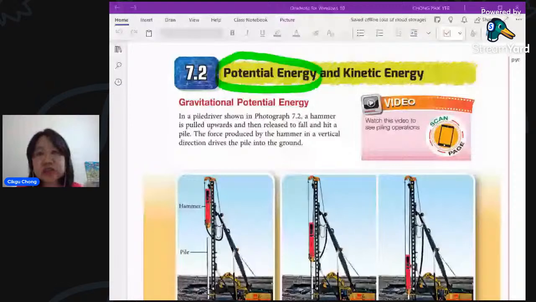Now we're going to look at one of them, called potential energy. What is potential energy? Potential energy actually means the energy that is stored in an object. Potential means it is able to do work. It can do it, but it's not doing it now. When an object has potential energy, there is energy stored inside, but it's not doing the work now. It can do.